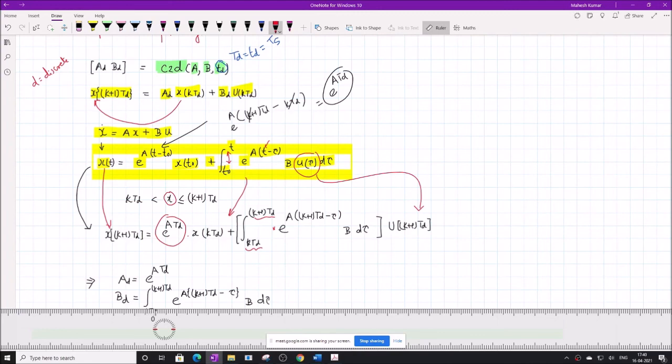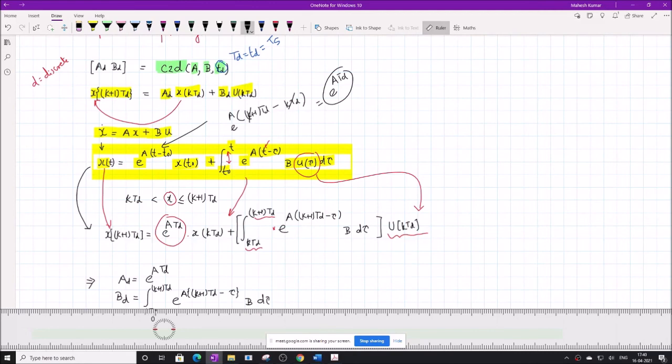Since the time is very short, we can assume the previous input remains constant. So we have taken it outside here, at k plus 1 tau, and not at k plus 1 but k actually. Correct it here, this is u at k td. So this is in bracket k td. Okay, close it.